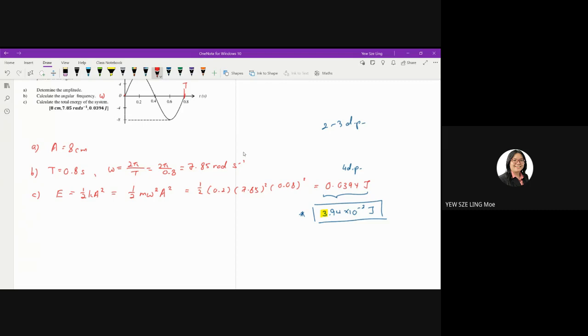Right, subtopic ini sudah habis. The subtopic about graphs, how to sketch graphs, how to interpret graphs, we are done. So next part, we'll look at how to calculate period for different types of oscillation, for different types of simple harmonic motion. Okay, kita rehat sekejap, sambung balik pada jam 3.20.